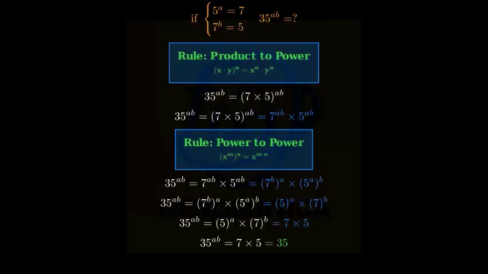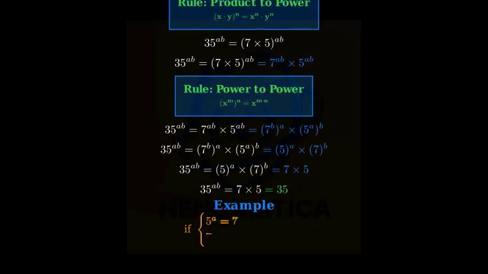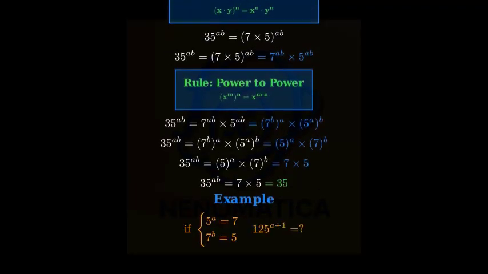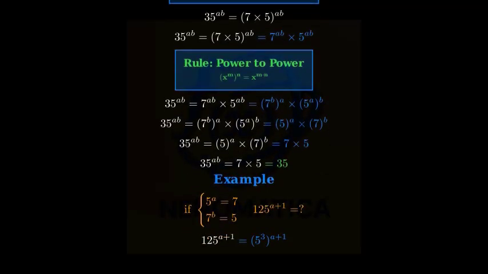Let's try another example. If 5 to the a equals 7 and 7 to the b equals 5, we want to find the value of 125 to the a plus 1 power. For this problem, we need to recognize that 125 equals 5 cubed.